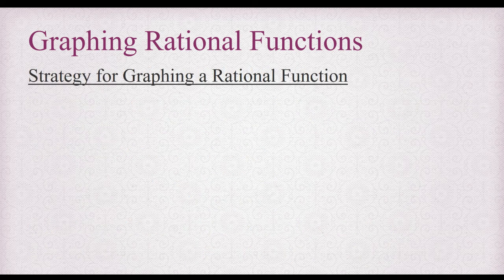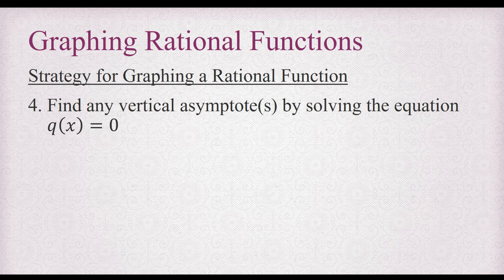We can continue. Step 4 is finding any vertical asymptotes by solving the equation q of x equals 0. So remember, it's my denominator that I never want to be 0, so any values that turn it to 0 is a vertical asymptote. Remember, it should already be simplified, so we don't have to worry about looking for any holes or anything like that.